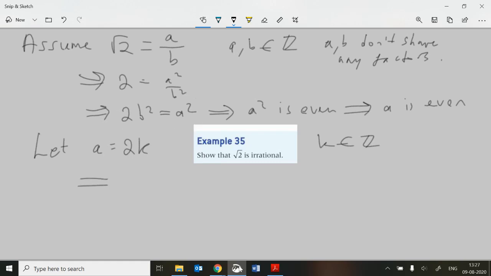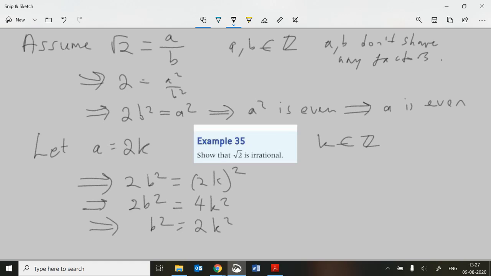So that implies that we now have 2b squared is equal to, and I'm going to put 2k back in for a because we know now that a is even. Okay, and now we're getting out 4k squared is equal to 2b squared. And of course, b squared is equal to 2k squared. Okay, I wonder if you notice something now.